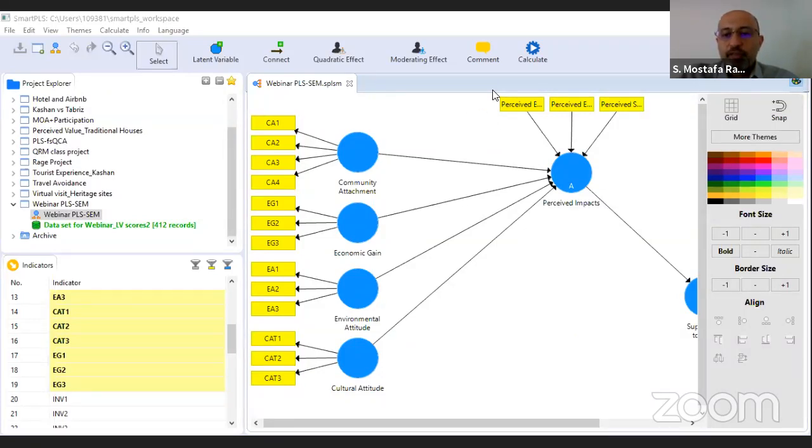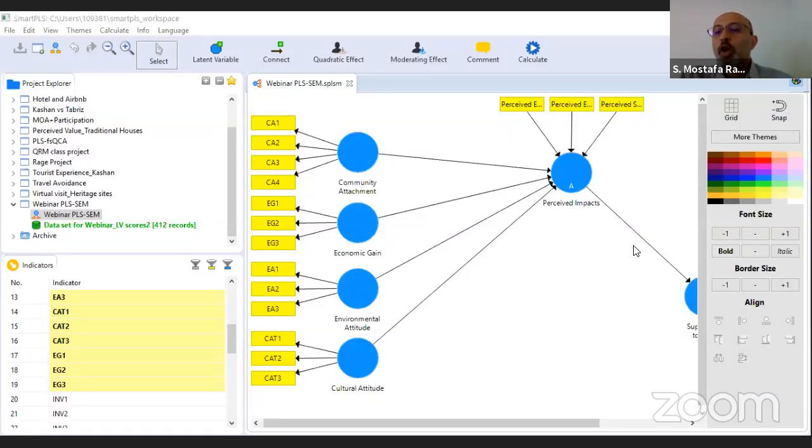In SmartPLS software, I use the framework that we created before for higher order construct. Remember, perceived impact is a higher order construct, and we created this second order, right? But now we want to use this model for assessment of mediator. We want to see if perceived impact is a significant mediator for the relationship between this antecedent and the support or not, right?